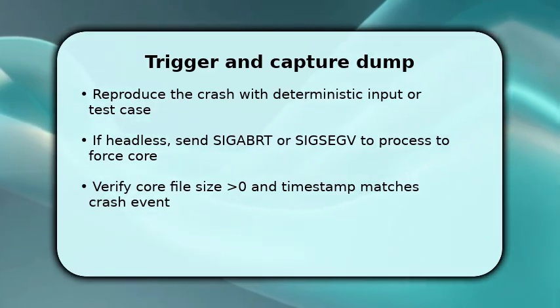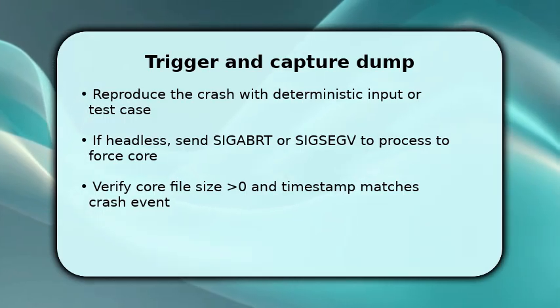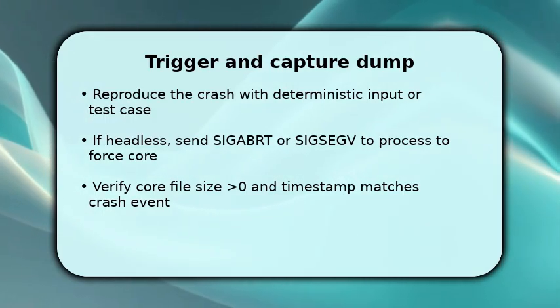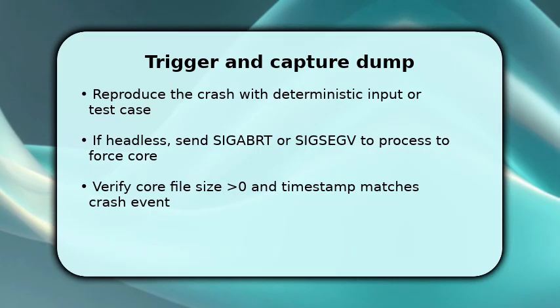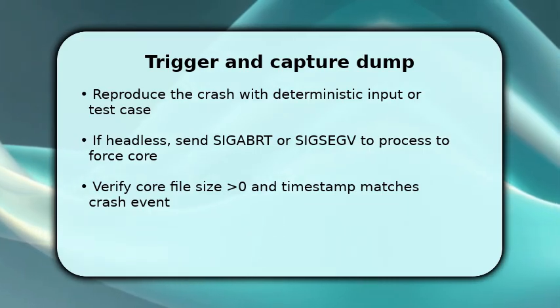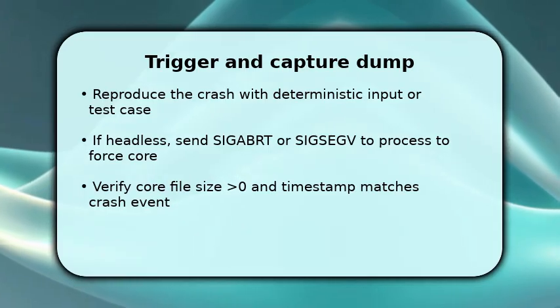While it runs, make sure no log rotation or cleanup will delete the core. Once the crash occurs, check the core file exists and has non-zero size, confirm timestamps and process ID match the event. If the core is missing, recheck core_pattern and ulimit immediately before retrying the capture.